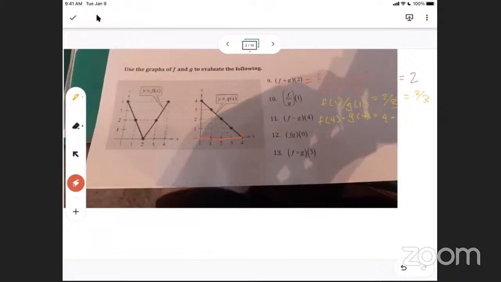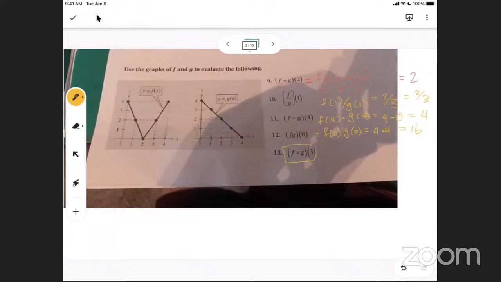Perfect. So 4 minus 0 equals what? 4. Perfect. Now f of g, f times g of 0, again, f of 0 times g of 0. So first find f of 0. What's f of 0? F of 0 is 4. What's g of 0? It's also 4. So 4 times 4 is? 16. Perfect. Now this is the only one that's new.